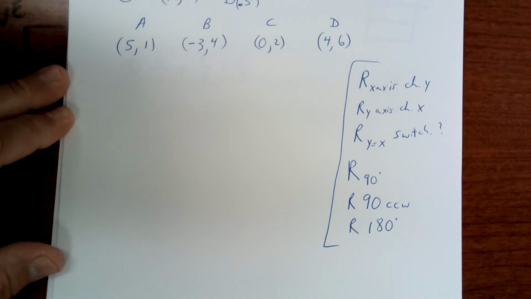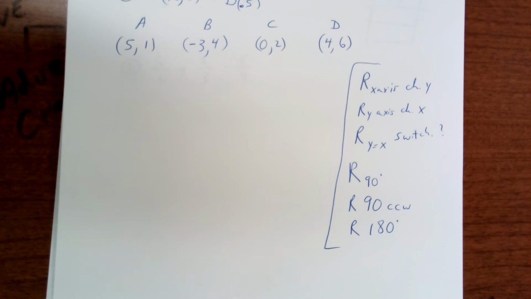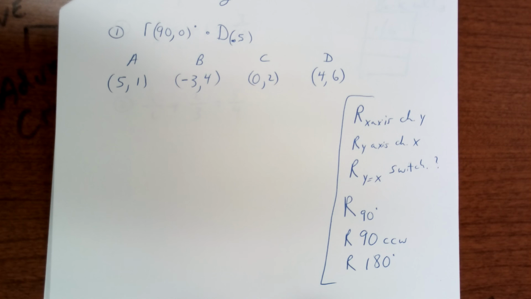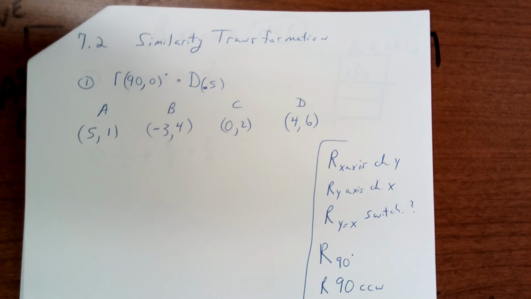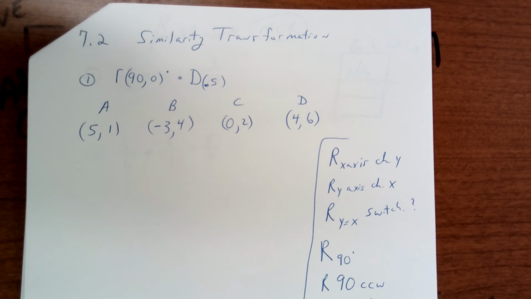All right, on a new sheet of paper now, I want you to copy these rules and everything you see right here. We're going to talk about today's work, and this is 7.2. Let me slide that down a little bit. And we're dealing with similarity transformations. And you might say, well, what the heck is a similarity transformation? Well, let me show you in the book.